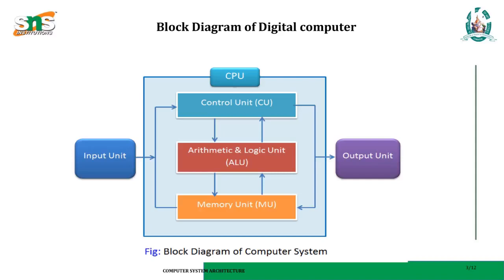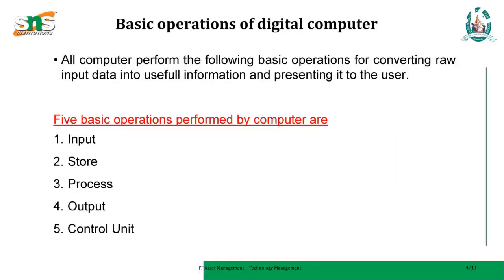Let us see one by one the basic operations of a digital computer and how it works. All computers perform the following basic operations for converting raw input data into useful information and presenting it to the user. There are five basic operations: input, store, process, output, and control. These are the five steps. One by one, let us see.